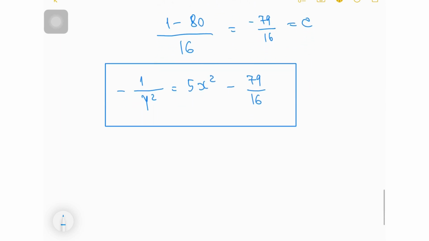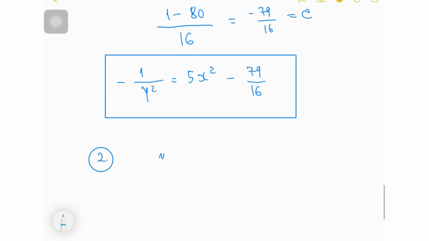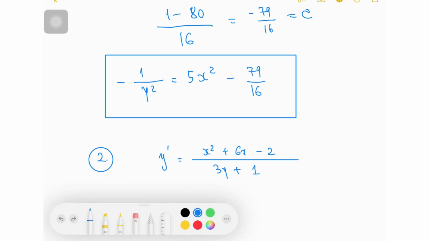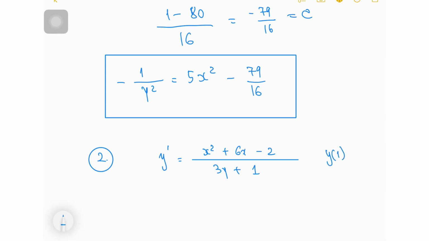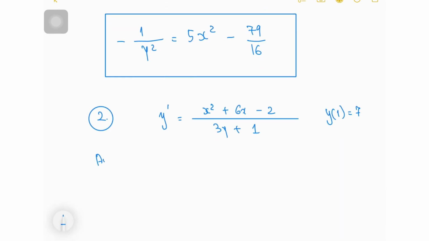Let's solve one more problem. So question 2. y prime equals x squared plus 6x minus 2 over 3y plus 1, and y of 1 equals 7. Again, you can pause the video and try to answer.